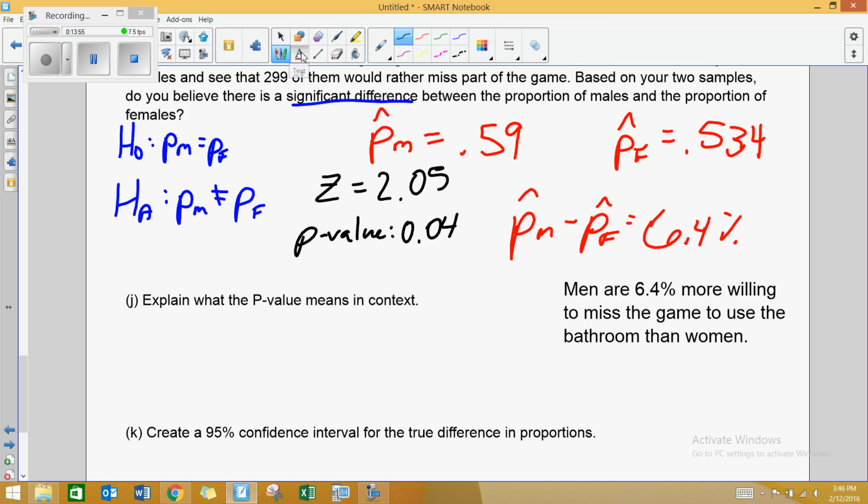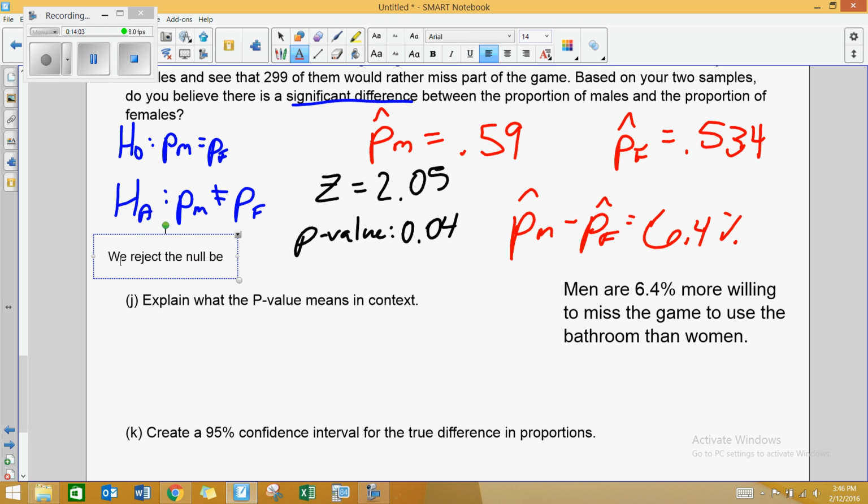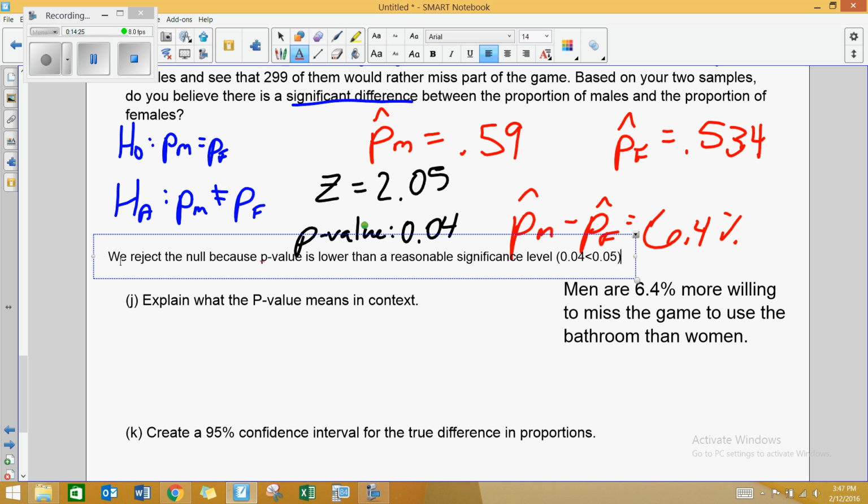So our conclusion here, we reject the null because p-value is lower than a reasonable significance level. And I might just compare, and again, usually you're given the significance level or it will be very, very obvious, but otherwise just make an educated decision and explain that decision.